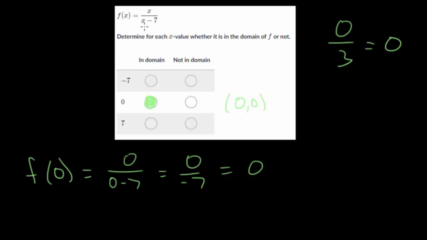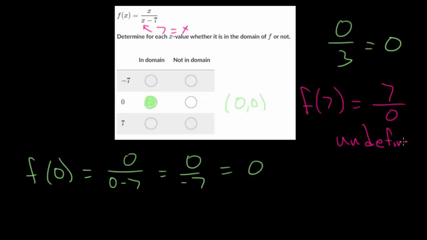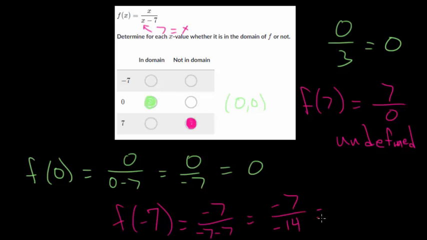But in the denominator here, we know that if we use a value like 7, we're going to end up with division by 0, since f of 7 leads us to 7 over 0, which we just call undefined. And so that one at 7 would not be in the domain, but negative 7 should be fine. Let's just prove that to ourselves. So f of negative 7 is minus 7 over minus 7 minus 7. So minus 7 over negative 14, which would be positive 1/2. So that one is in the domain as well.